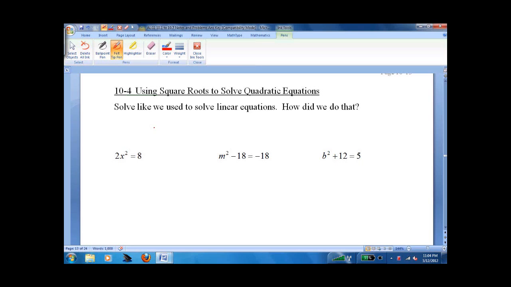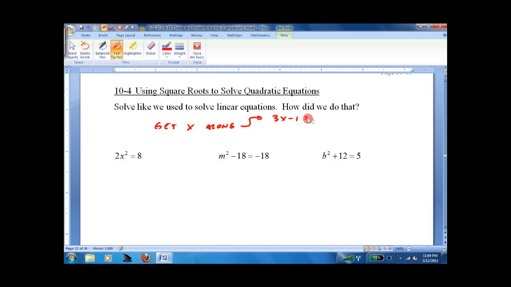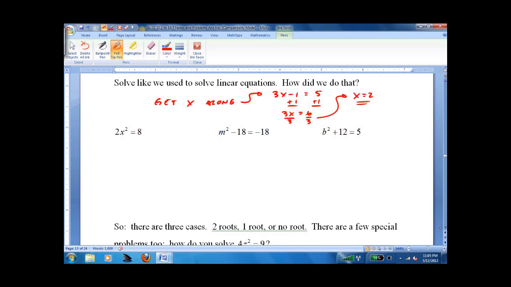Well, we got x alone. For example, we had 3x minus 1 equals 5. We do everything we can to isolate the x. X equals 2. Now, for square roots, get the x squared alone.